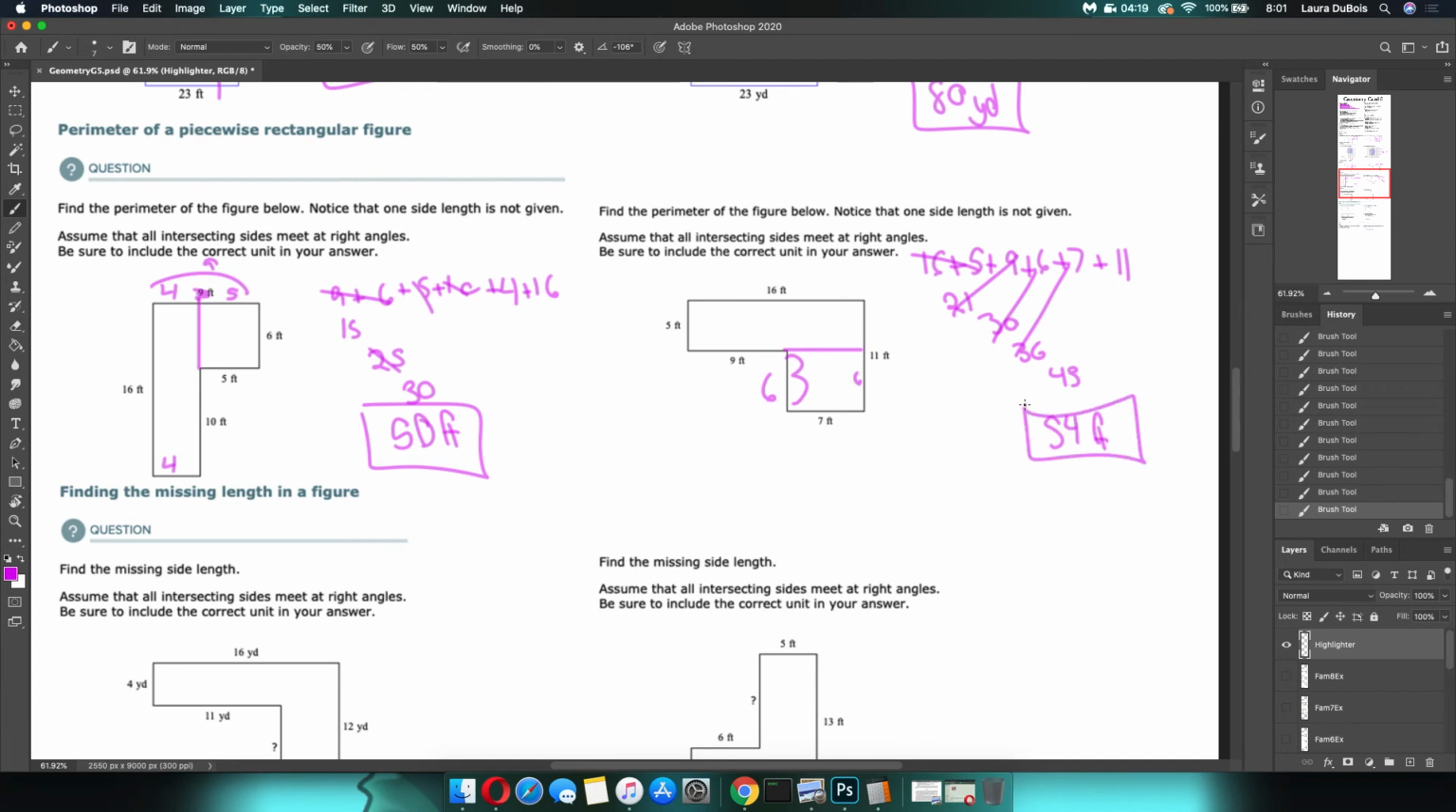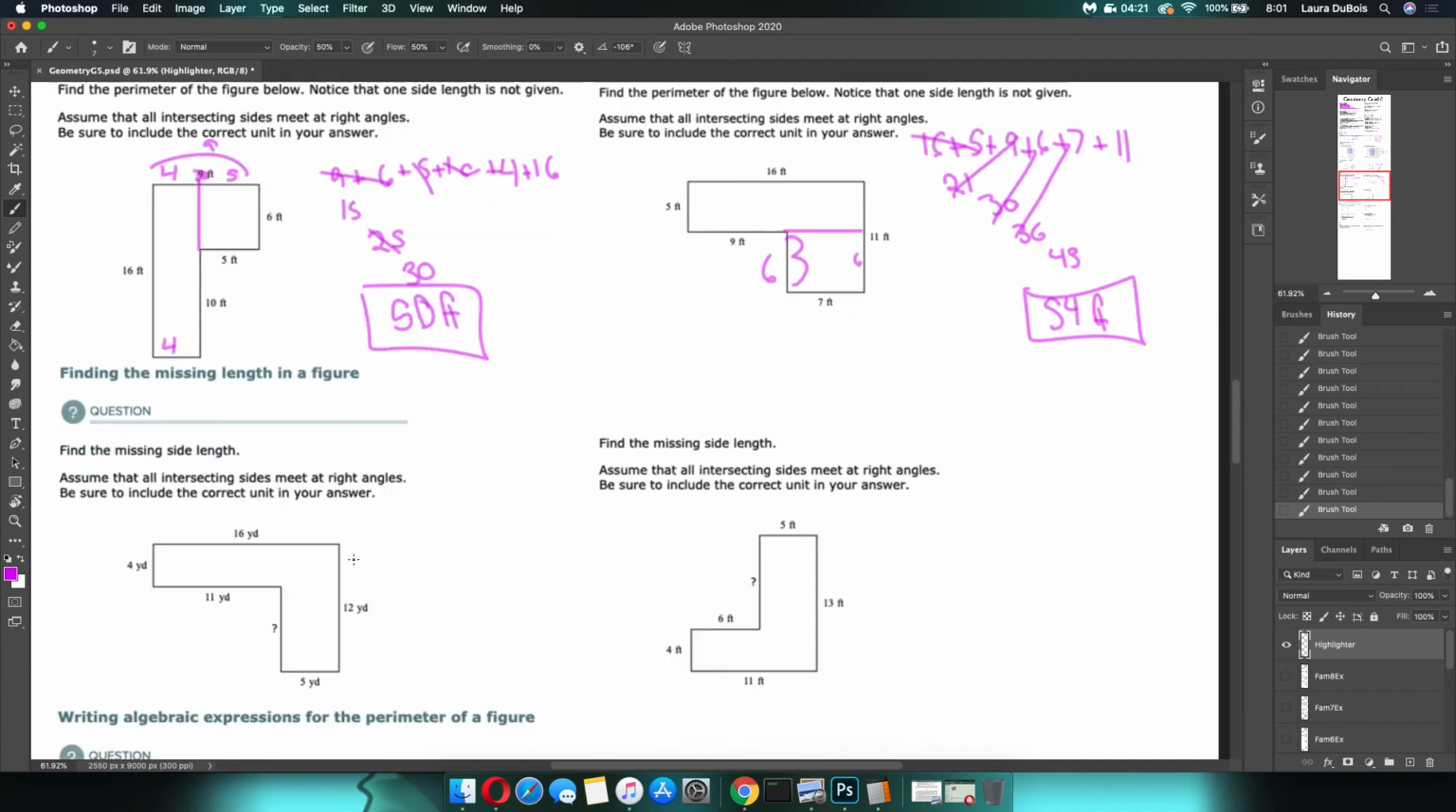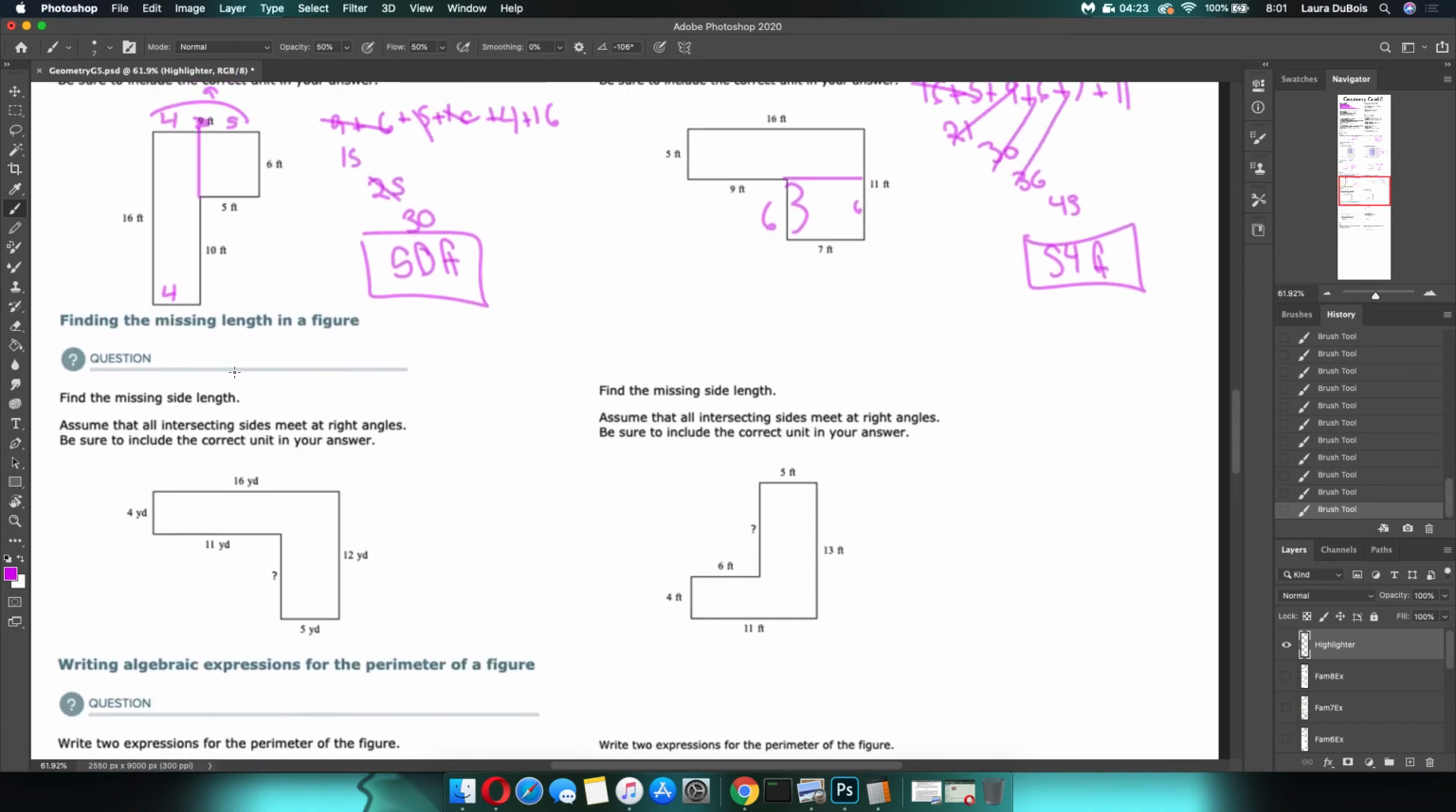So I keep wanting to say squared because I'm so used to area. Missing length, so probably this topic should be done before this one, but again, you have this set up. This is going to be 4 yards. What's 12 minus 4? 8, and if this side is 8, therefore this side is 8.